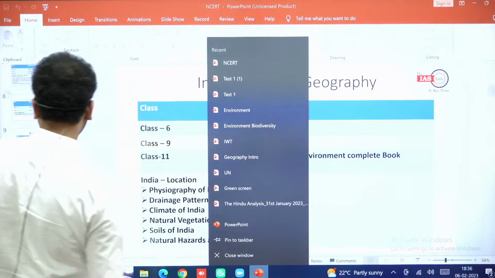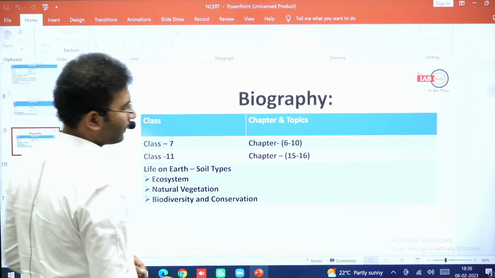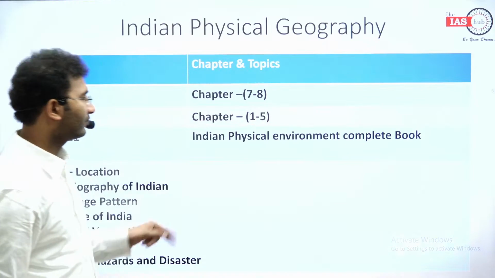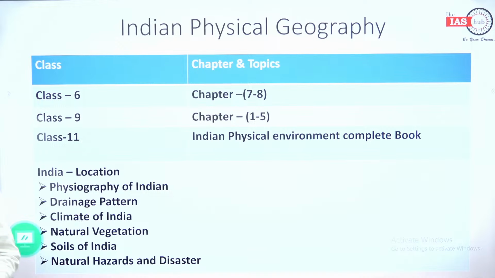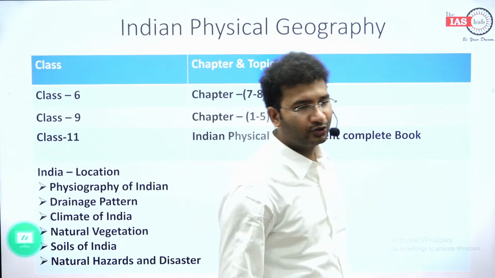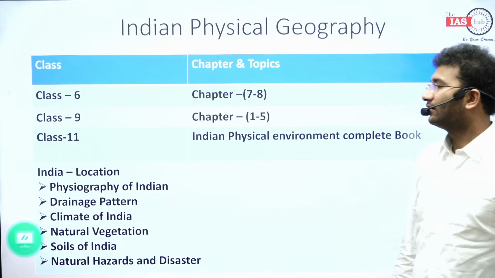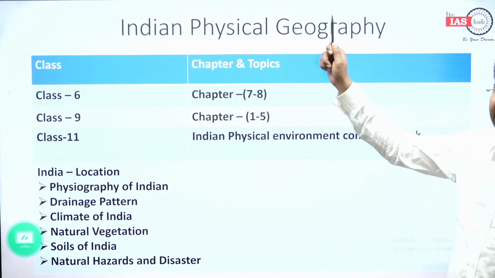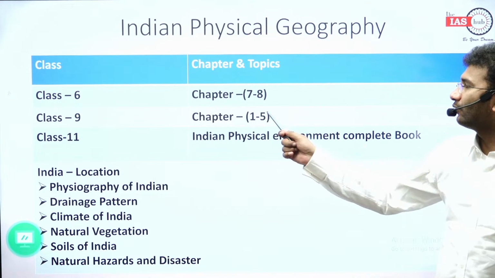Now come back. After biogeography, you also need to have an idea about Indian geography. The chapters in Indian geography are chapter number 7 and 8 in class 6, and class 9, chapter number 1 to chapter number 5. 1, 2, 3, 4, 5. You have to read them, so make sure to use this as a theme.